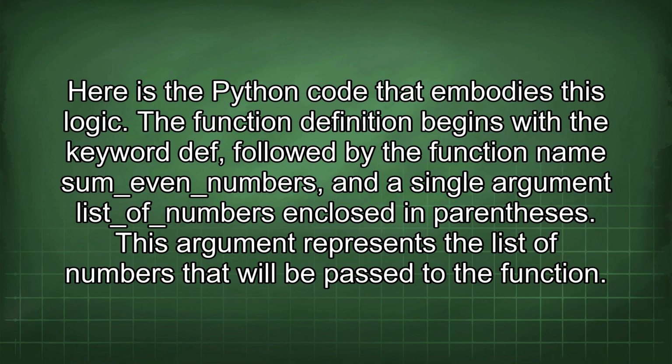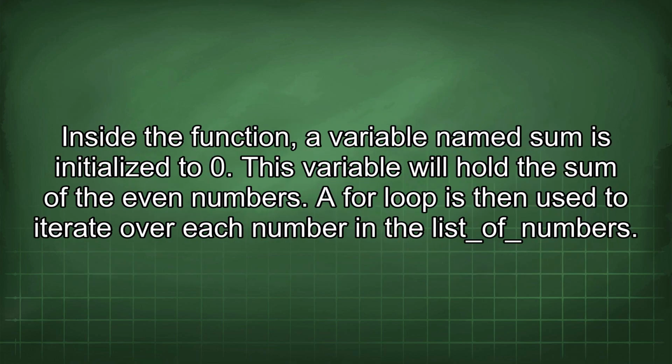The function definition begins with the keyword def, followed by the function name SumEvenNumbers, and a single argument list_of_numbers enclosed in parentheses. This argument represents the list of numbers that will be passed to the function. Inside the function, a variable named sum is initialized to 0. This variable will hold the sum of the even numbers.